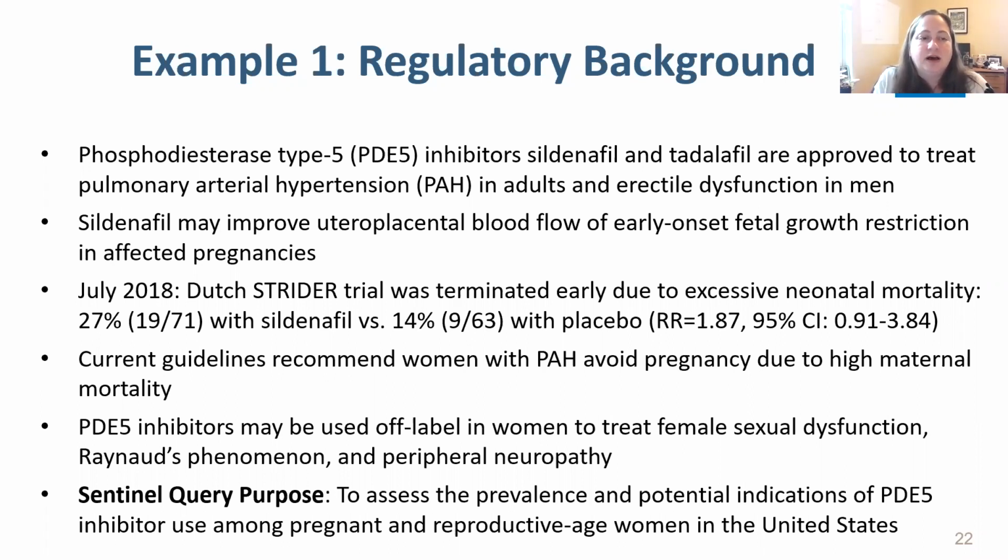PDE5 inhibitors? Because there was already a randomized controlled trial, they didn't want to replicate the trial, but they wanted to see what utilization looks like in the US. So with this particular query, they wanted to assess the prevalence of PDE5 inhibitor use among pregnant women, as well as reproductive age women in general, and look at some of the indications for use.